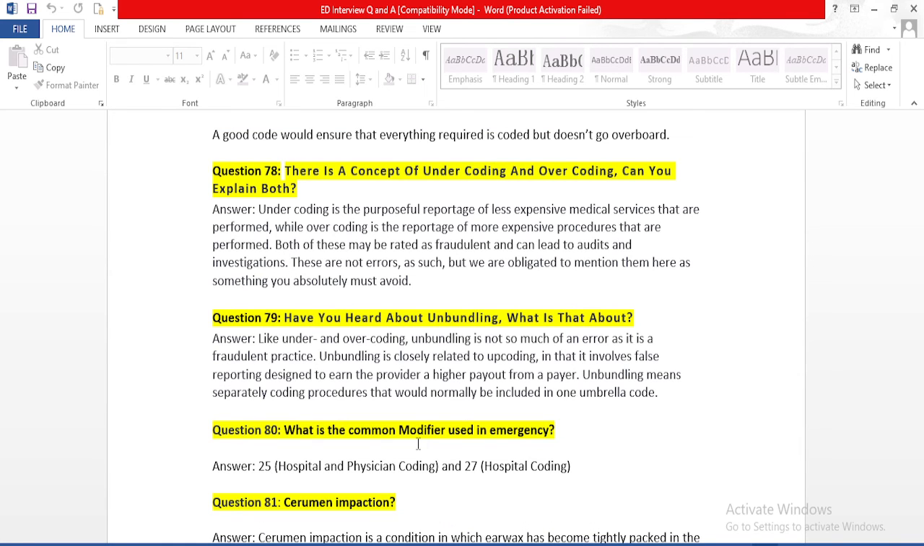The next question, there is a concept of undercoding and overcoding. Can you explain both? So basically undercoding is the purposeful reportage of less expensive medical services than those that are performed, while overcoding is the reportage of more expensive procedures than those that are performed. So both of these may be rated as fraudulent and can lead to audits and investigation. These are not errors basically. So, but we are obliged to mention them. Here is something you absolutely must avoid. So we need to code based on the documentation, as we can't code undercoding and we can't code overcoding. Based on the documentation, we need to code.